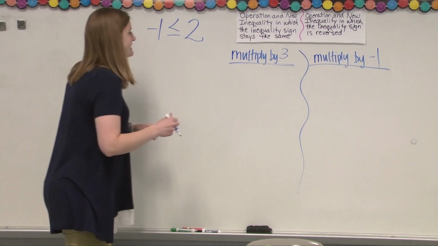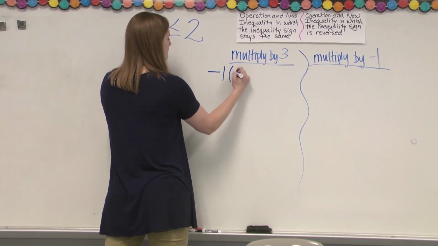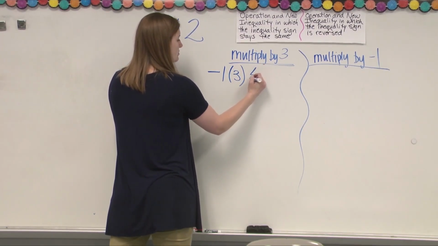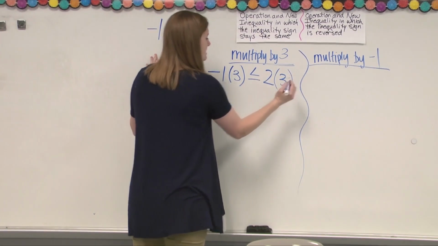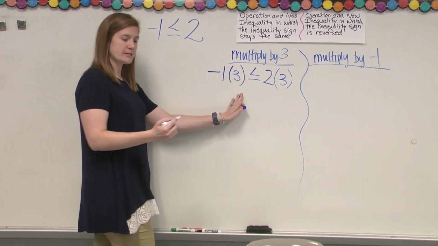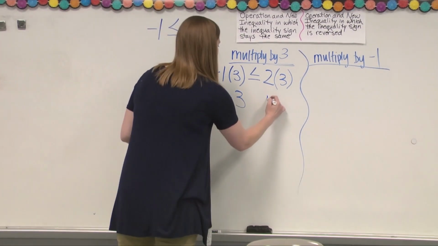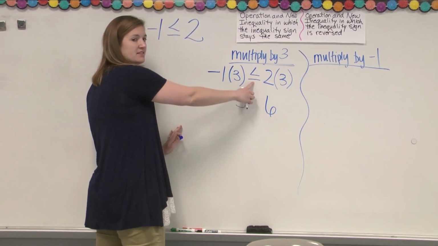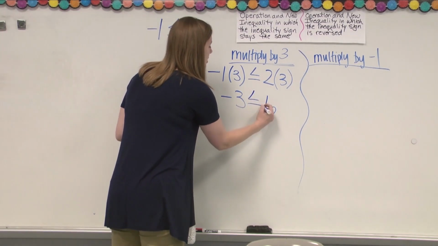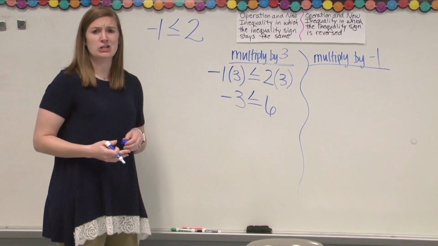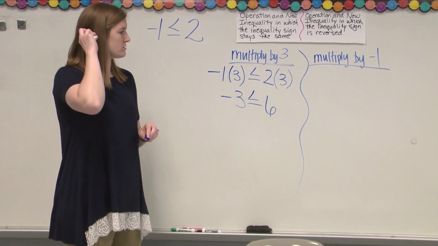All right, so let's see how you did. We took both of these sides and we're going to multiply by 3. So -1 times 3. We originally had less than or equal to, and then 2 times 3. Let's see how that goes. So -1 times 3 gives me -3, and 2 times 3 gives me 6. Is -3 less than or equal to 6? Yes, it is. So we know that our inequality sign did not reverse or change around here. It started out as less than or equal to, and it stayed less than or equal to.